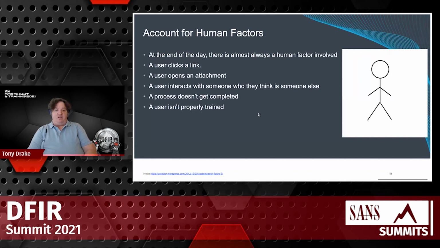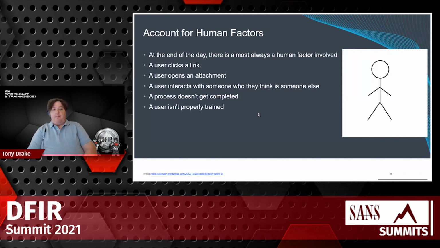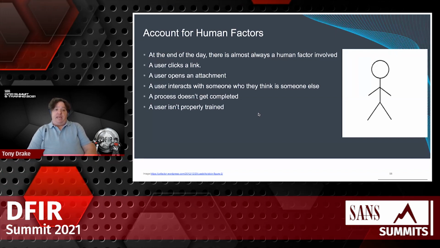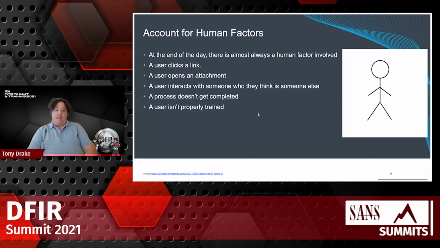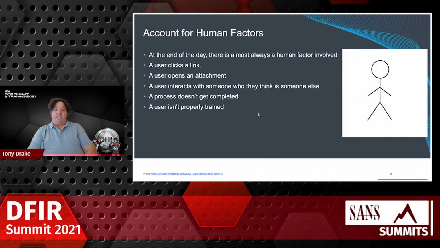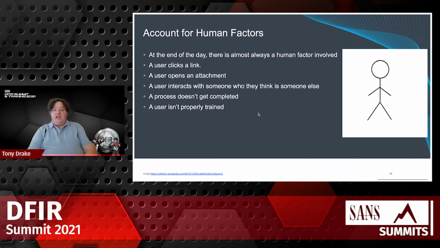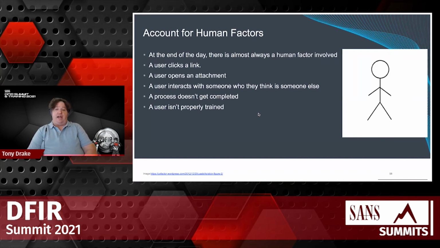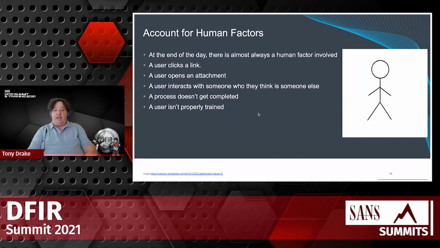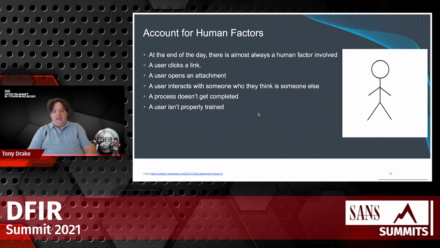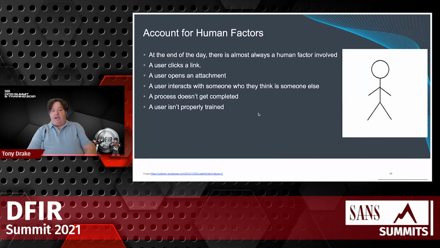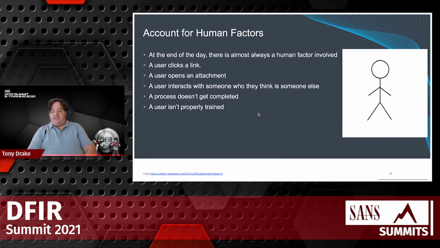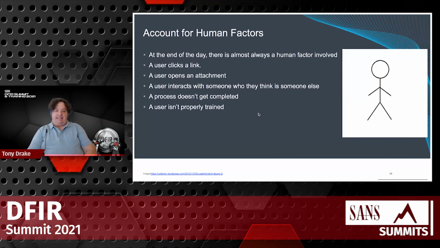A more accurate human factor is Mary was running late for a meeting on Monday and had a business trip at noon. When she arrived at the office, she saw an email that said airline ticket confirmation, which she clicked on, which turned out not to be her airline ticket, but turned out to be malware. A user interacting with someone who they think is someone else, this is your classic BEC.